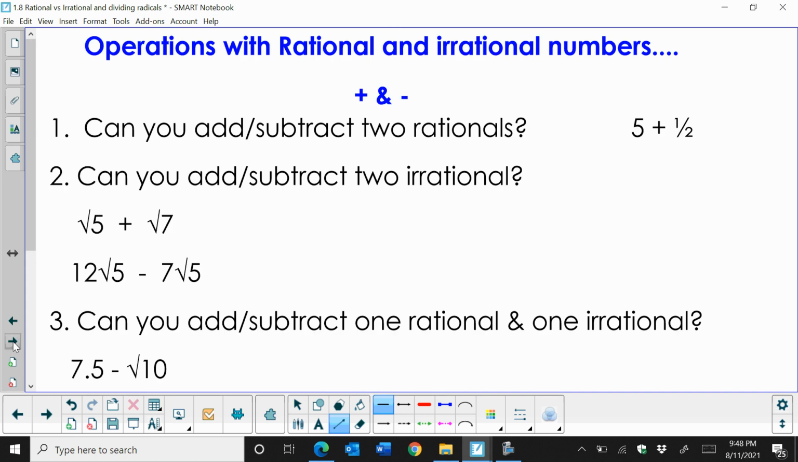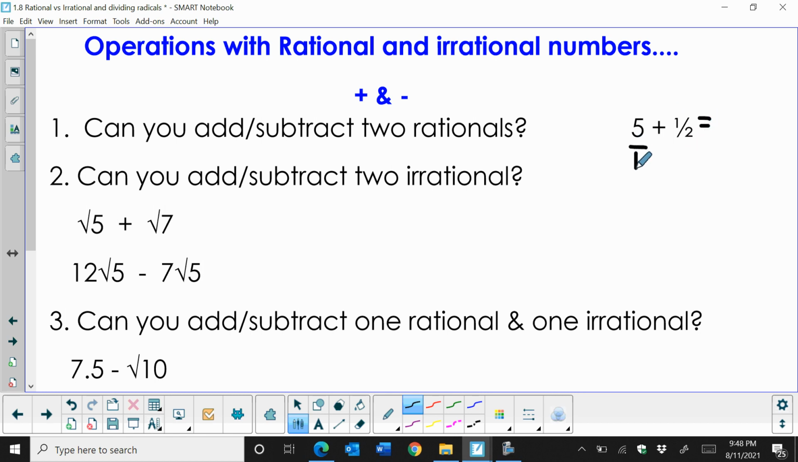Okay? So we can also do operations with rational and irrational numbers. So we're going to look at some examples. Can you add and subtract 2 rational numbers? So here's an example. Can we take 5 and 1/2 and add those together?